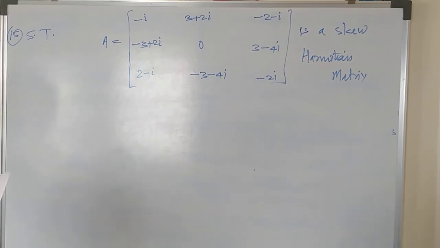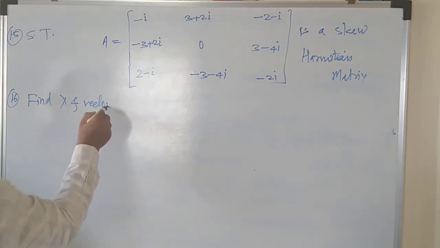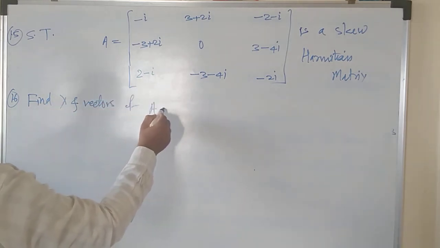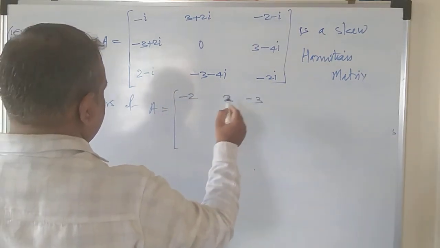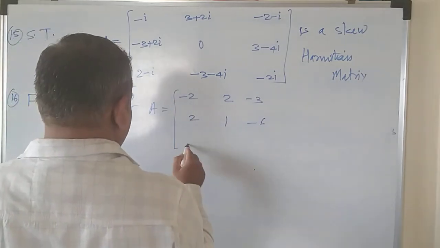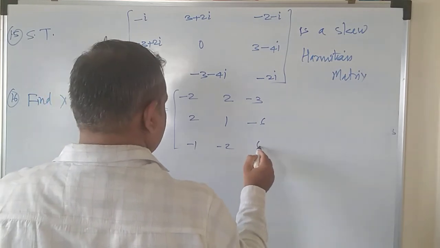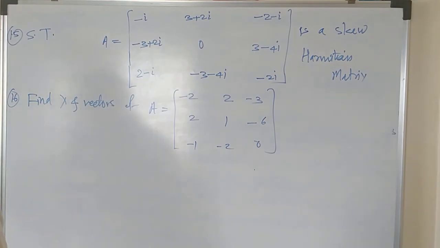Next is 16th. Find eigenvalues and eigenvectors of the matrix A, and the matrix is minus 2 2 minus 3, 2 1 minus 6, minus 1 minus 2 0.